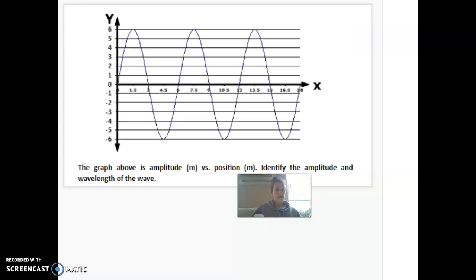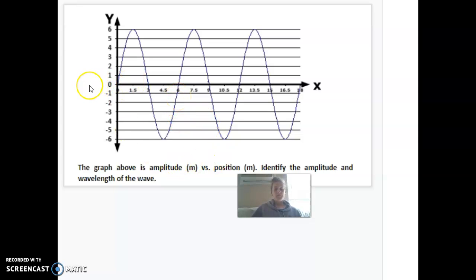So here I have a graph above, and it's an amplitude versus position. So amplitude on the y-axis and position on the x-axis. Identify the amplitude and wavelength of the wave. So if I was looking at wavelength, that is the horizontal distance. So again, I can measure from crest to crest, from trough to trough, or from the start of the first wave to the start of the second wave. And if I look at this waveform, I can see that one full wave is 6 meters. Okay, so that's the horizontal distance of one full wave.